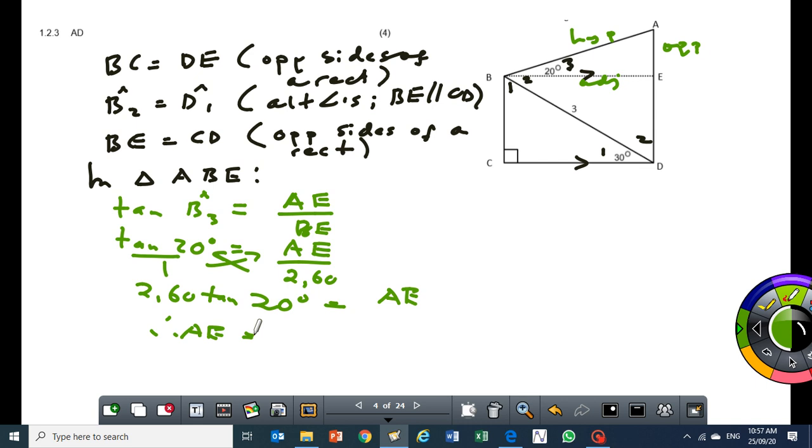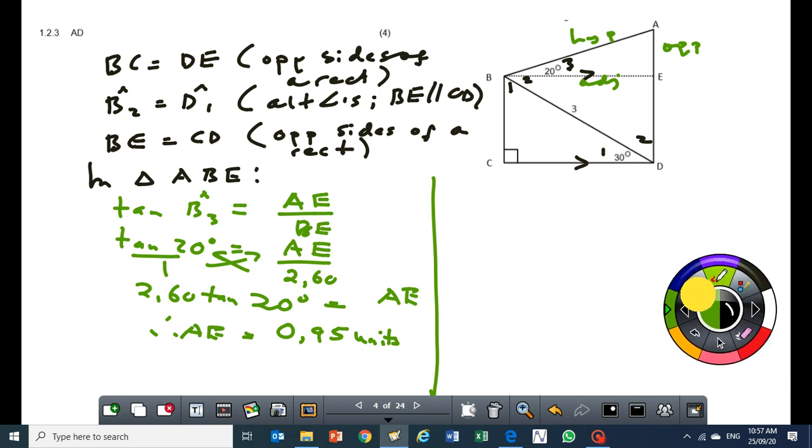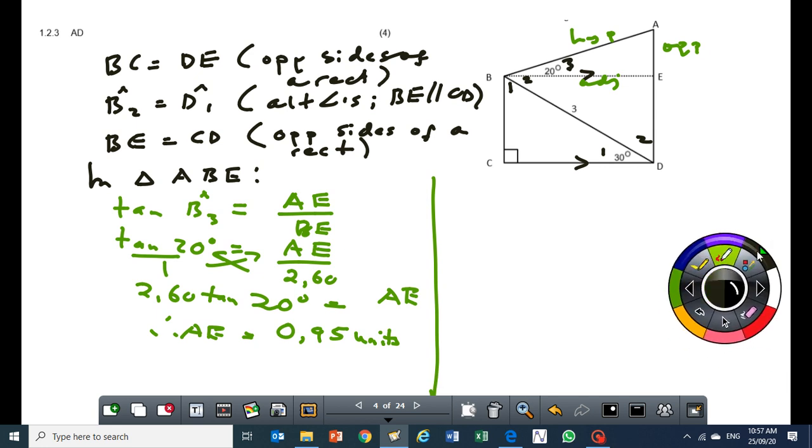This tan 20 needs a calculator. It's 0,94. No, 0,95. Round it off. I hope you're rounding off correctly. Then, when you've done that, we are not done. I found the length of AE.